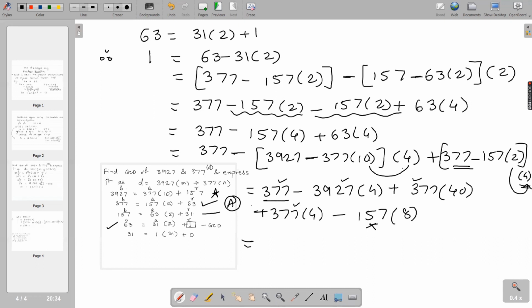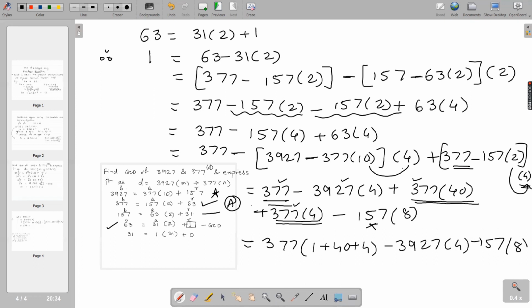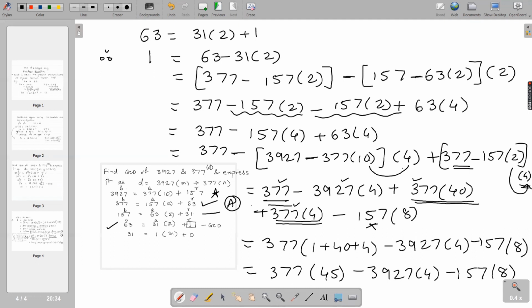So I am getting 377 into 1 plus 377 into 40 plus 377 into 4. And all are plus. So that makes 377 into 1 plus 40 plus 4 minus 3927 into 4 minus 157 into 8. Okay, so that makes 377 into 45 minus 3927 into 4 minus 157 into 8. So I am just left with 157 right now. So I will again substitute from my star expression, I will substitute 157.